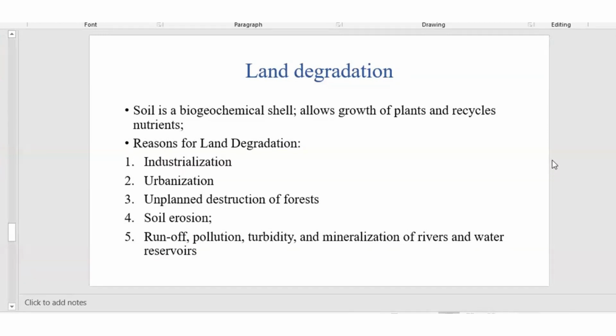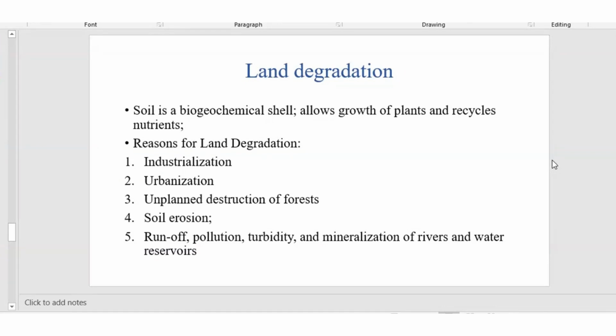There are reasons like industrialization, urbanization, and unplanned destruction of trees, which eventually lead to soil erosion, and therefore the water bodies are affected. So it all sums down to the cutting of trees when we talk about degradation of land or loss of the productive capacity. The productive capacity means the producers, the ones who are capable of producing food for us, or all the components that we are using. So those producers are affected, and it all sums down to deforestation. Whether it's industrialization, urbanization, or unplanned cutting and destruction of forest, it eventually occurs because of deforestation.